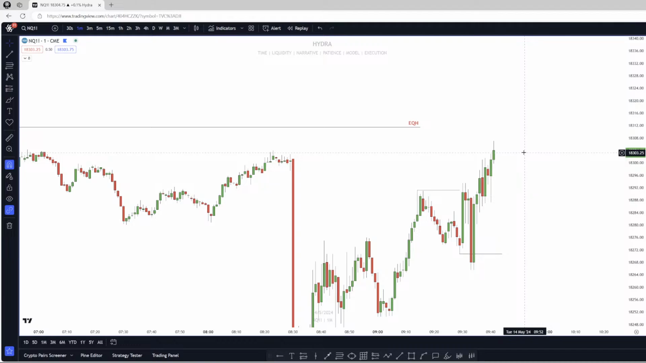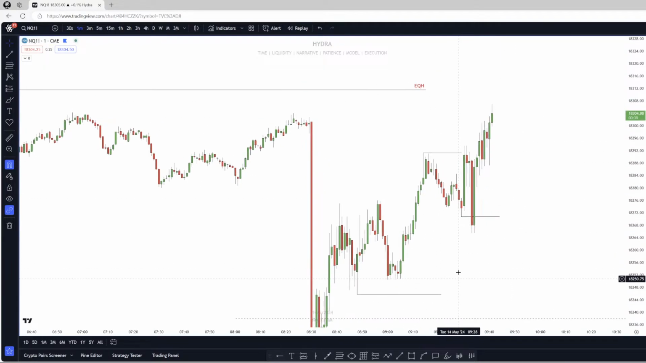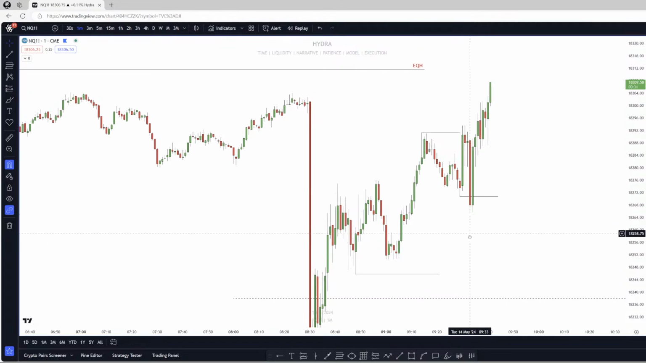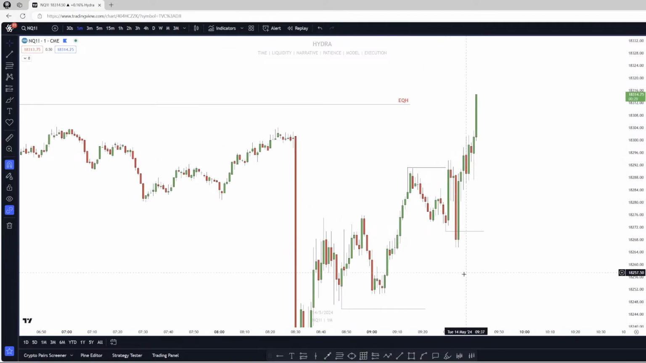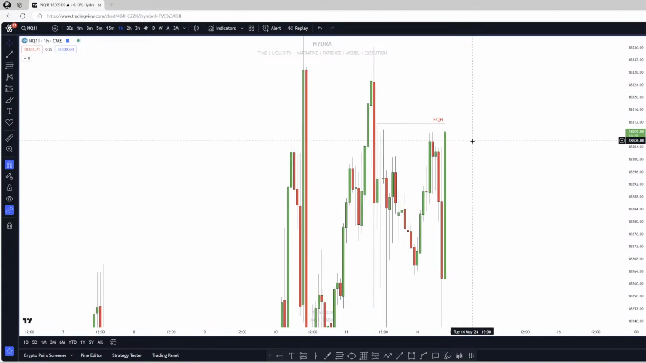Why not the equal high above that? Because sell side is so clean, and yes, equal high is obvious because we are approaching towards this buy side, right? And we have this sell side left. So I'm not interested in longs. Rather, I'm very much interested in shorts by targeting these equal lows. And now we have a clean draw.